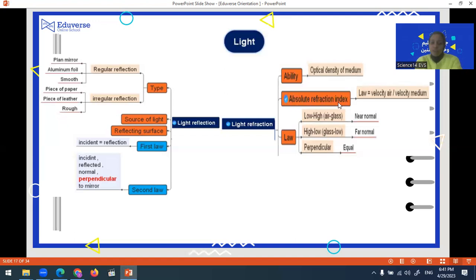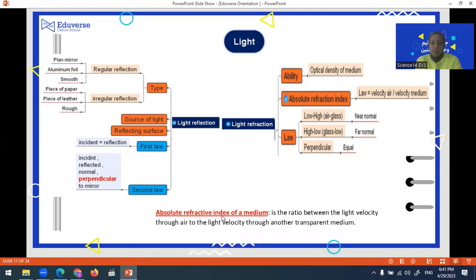What is the absolute refractive index? It's very easy. It will be the velocity of the light in the air, up, okay? And the velocity of the light through any other medium will be down. It's a very important note: the velocity of the light through the air will always be the highest value compared with other media like glass or water. So we always have the larger number up and the lower number down, so the value of the absolute refractive index will always be greater than 1.